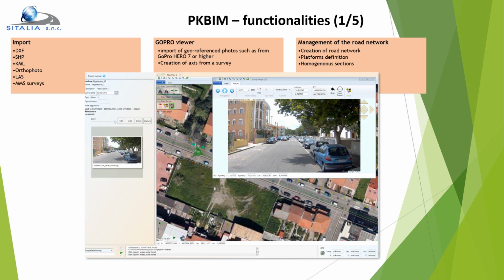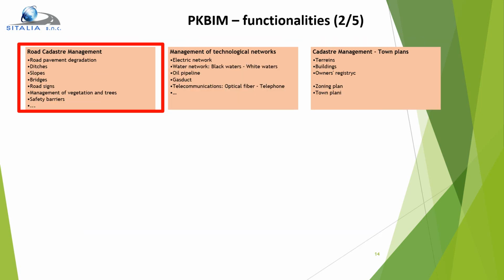The network is created. It is possible to find the platforms, so the width of the road, and define the homogeneous sections. But I will show you this part in a video in the next slides. The software allows you to manage road cadastre objects, like for example pavement degradations, ditches, slopes, and so on.